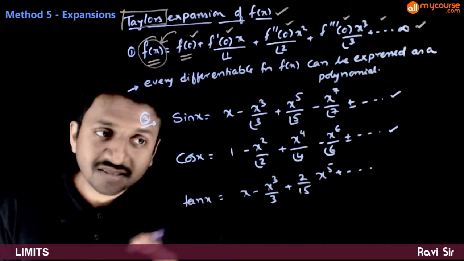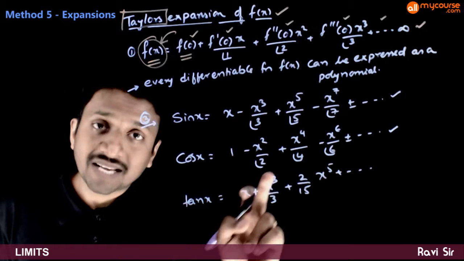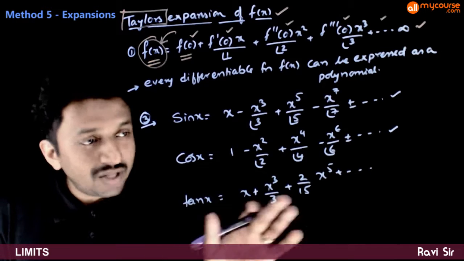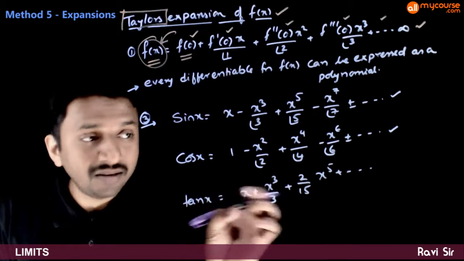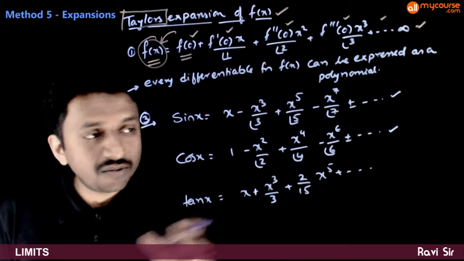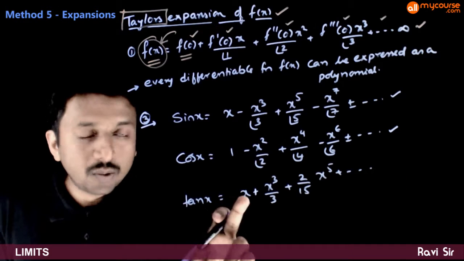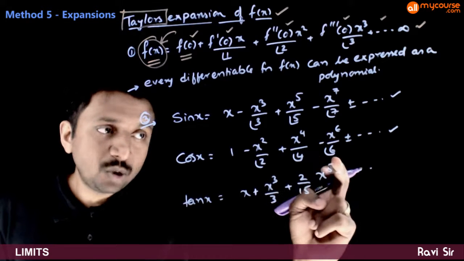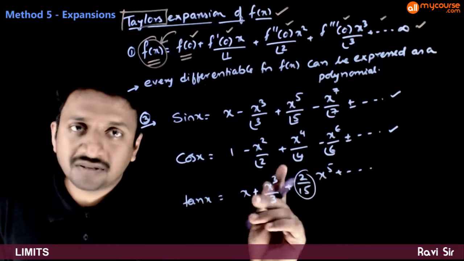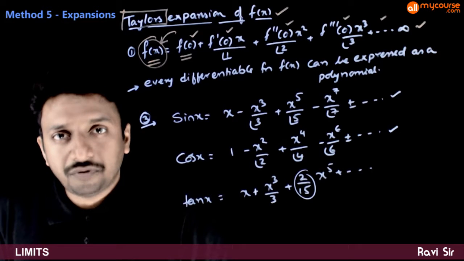Next, we have tan x. Tan x is x plus x cubed by 3 plus 2 by 15 x power 5 plus so on. There is no particular pattern in the expansion of tan x, but you just need to remember the first 3 terms. The first 3 terms will be useful in the problems. The next terms are not very useful. So x plus x cubed by 3 plus 2 by 15 x to the power 5. You need to remember each of these coefficients. That is, the coefficient of x cube is 1/3. The coefficient of x power 5 is 2 by 15.